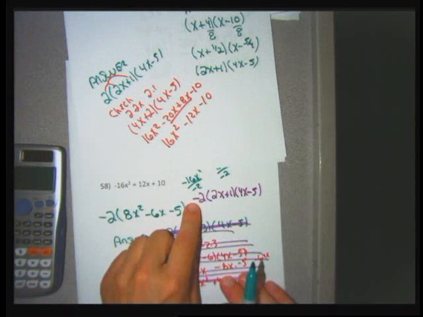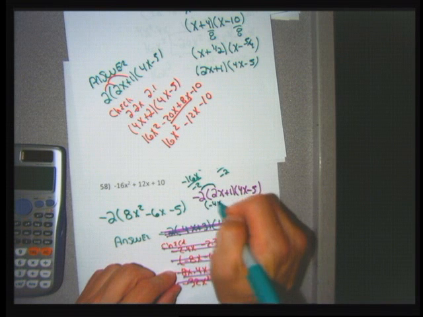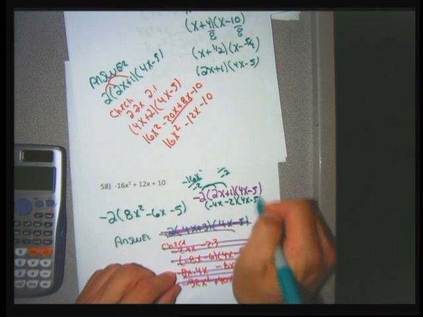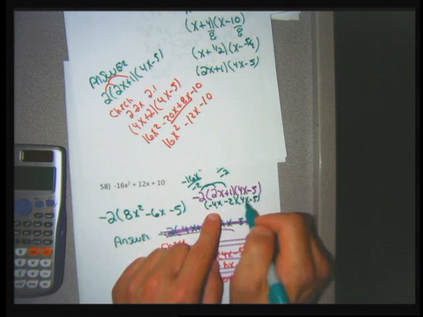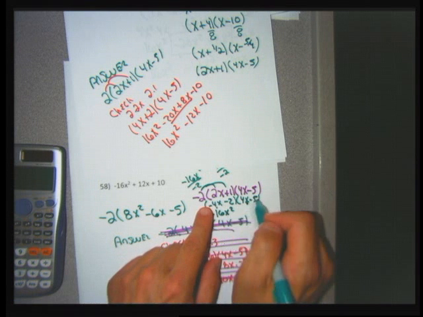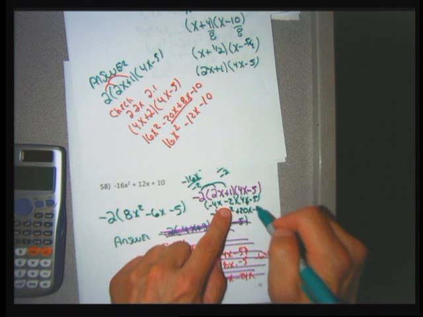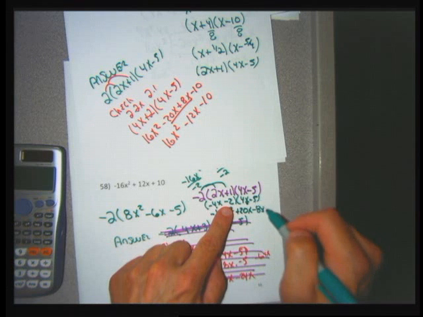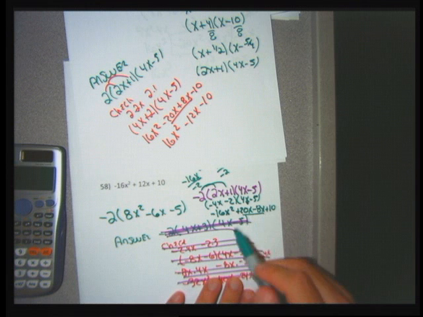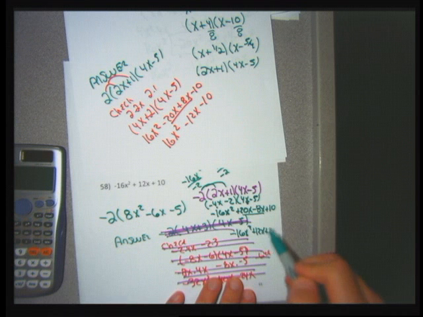Now I'm going to check this. For checking this, I'm going to go negative 2 times 2x is minus 4x, negative 2 times negative 1 is negative 2. And now I'm going to FOIL this. Negative 4x times positive 4x is negative 16x squared. Negative 4x times negative 5 is positive 20x. Negative 2 times 4x is negative 8x. Negative 2 times negative 5 is positive 10. The 20x minus 8x gives me a 12x, so I get negative 16x squared plus 12x plus 10.